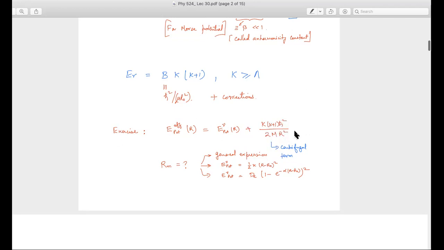So if this is the sort of potential, then what is the minimum of this potential? Let's say, even if I do not know the form of E nu, okay. So what is the general form? And then if this potential I assume to be half K (R minus R naught) square, basically, so the minima is at R naught. Then what is the correction I get from here, basically?